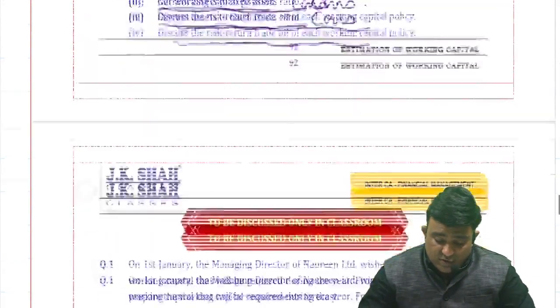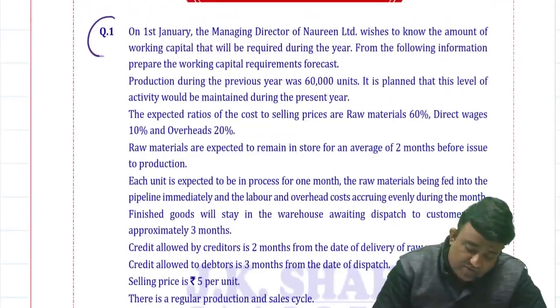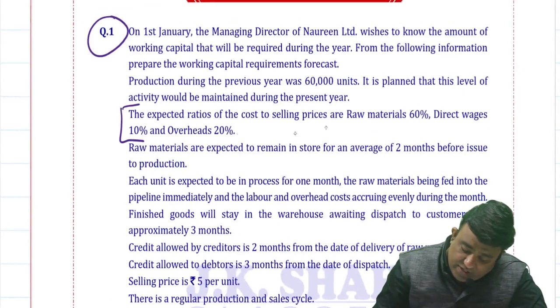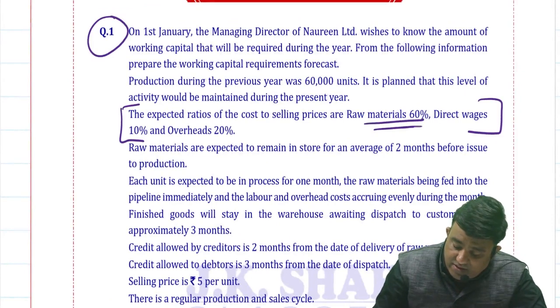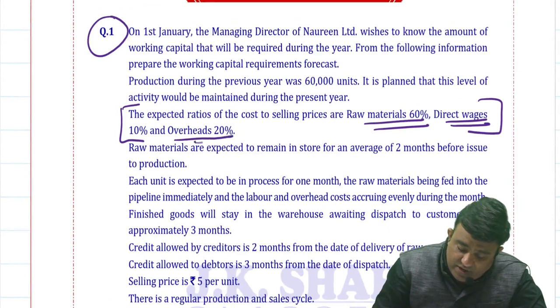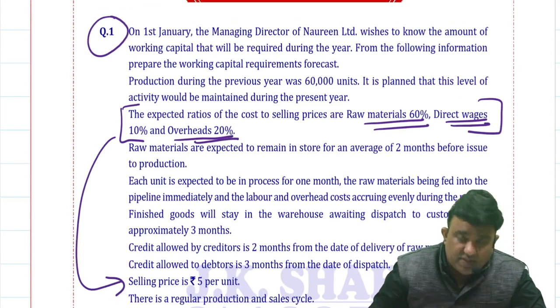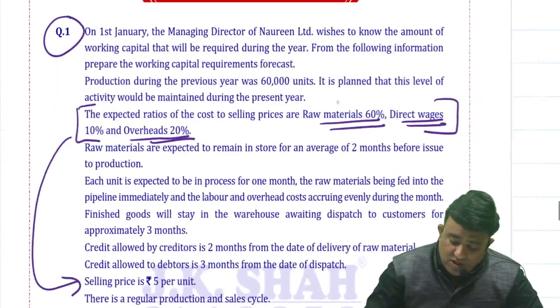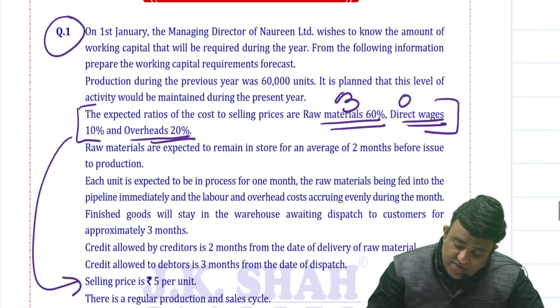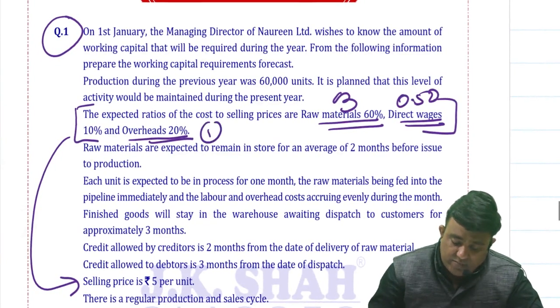Done? So that was all about your classwork approach. Student, question one for to be discussed. Only one important point is this. A difference of raw material, wages and overhead. Now this is based on what? Selling price. Just 5 rupees selling price. So 60% will be 3 rupees. Wages will be 10%, is 0.5. Overhead will be 1 rupee.